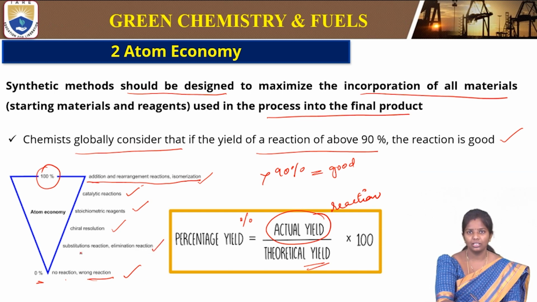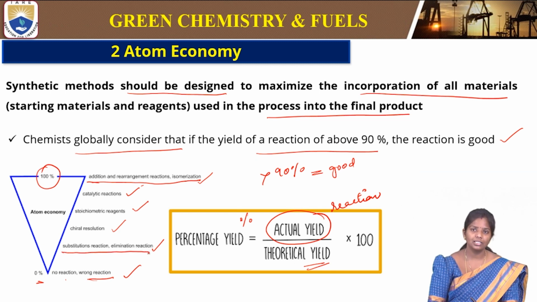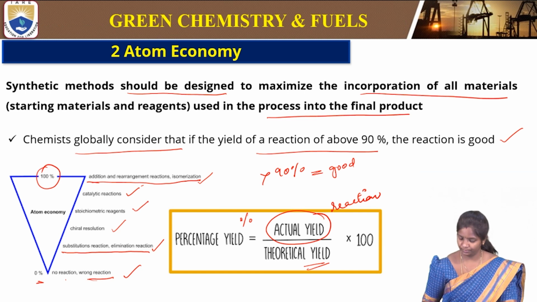Substitution and elimination reactions have the least atom economy because of the elimination of byproducts, where the removal of some atoms occurs as byproducts. So that is why the atom economy percentage is less.